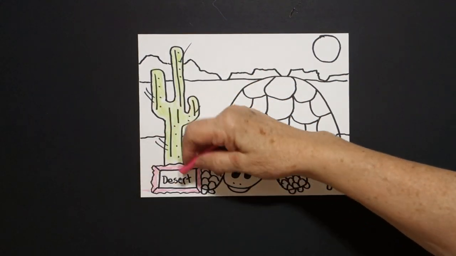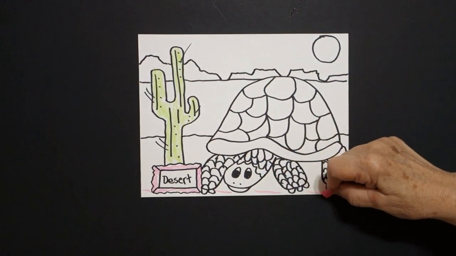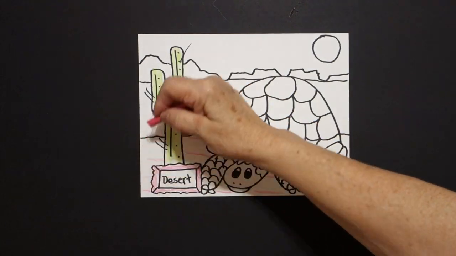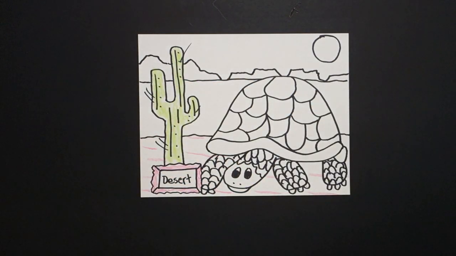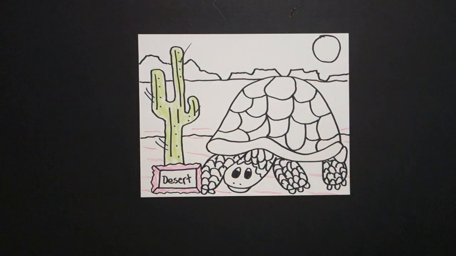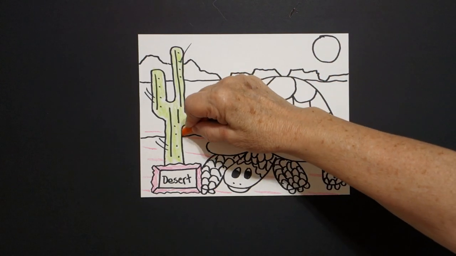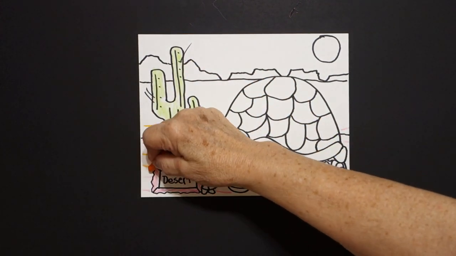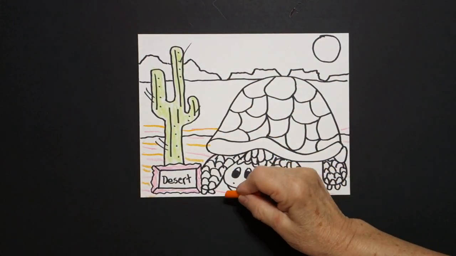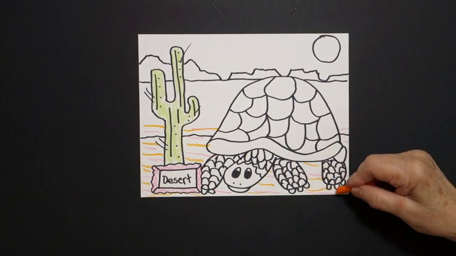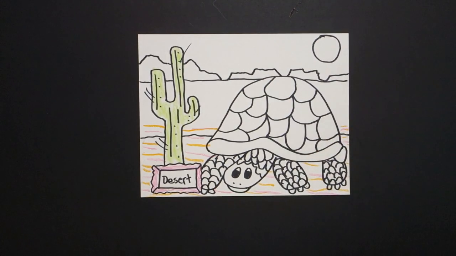So with my pink, I'm gonna just draw straight lines. Don't draw through your tortoise, but just add some straight lines of color, pink. And we'll put a little bit right up here also. Jump over, don't forget the right-hand side. Then I'm gonna take my orange, and wherever there's a pink line, now I'm gonna put an orange line all the way over. Try and stay away from drawing through your tortoise.